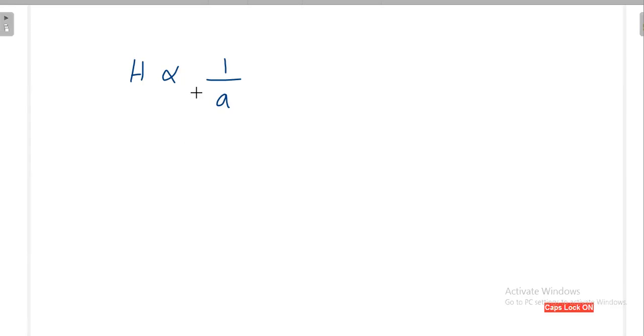Next I'll discuss Ampere's law. In case of electric field, we have Gauss law. Similarly, in case of magnetic field, we have Ampere's law, or sometimes they mention Ampere's circuital law.